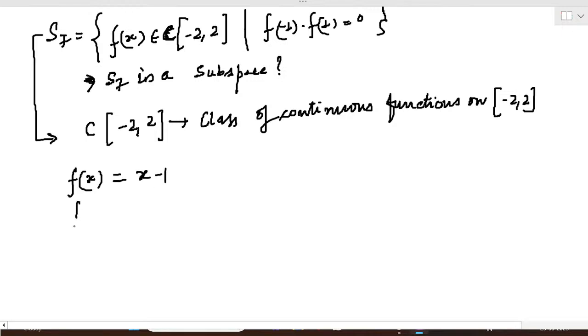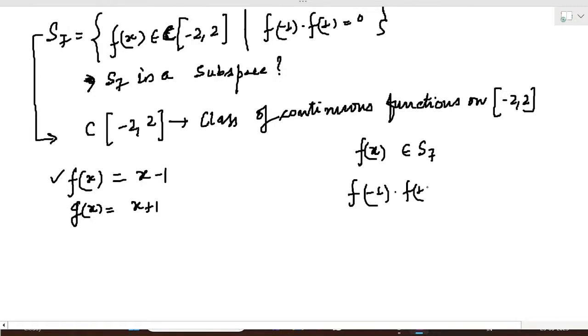So let us take two functions. Let us say f(x) and another one is g(x). If I'm saying that S7 forms a subspace, what does that mean? If I take f(x) belonging to S7, which indeed is the case. See, if I take f(x) equal to x minus 1, clearly f(-1) into f(1) is equal to 0, right? You just take 1 here, so 1 minus 1 would be 0. f(-1) would be minus 2. So clearly minus 2 into 0 is 0. So f(x) indeed belongs to S7, and you can also verify that g(x) also belongs to S7.